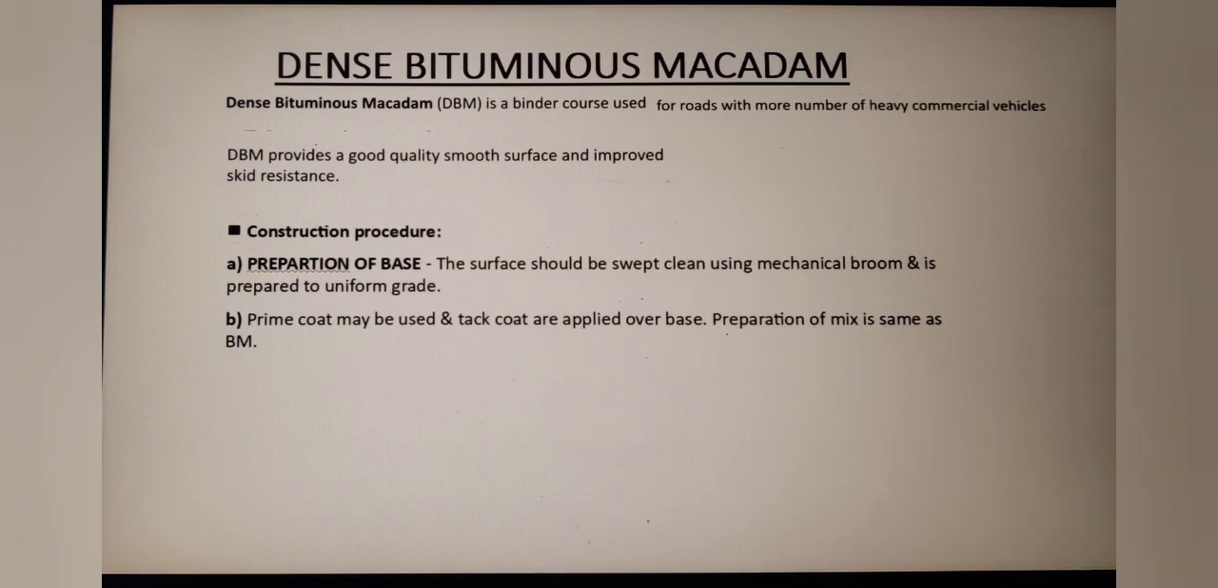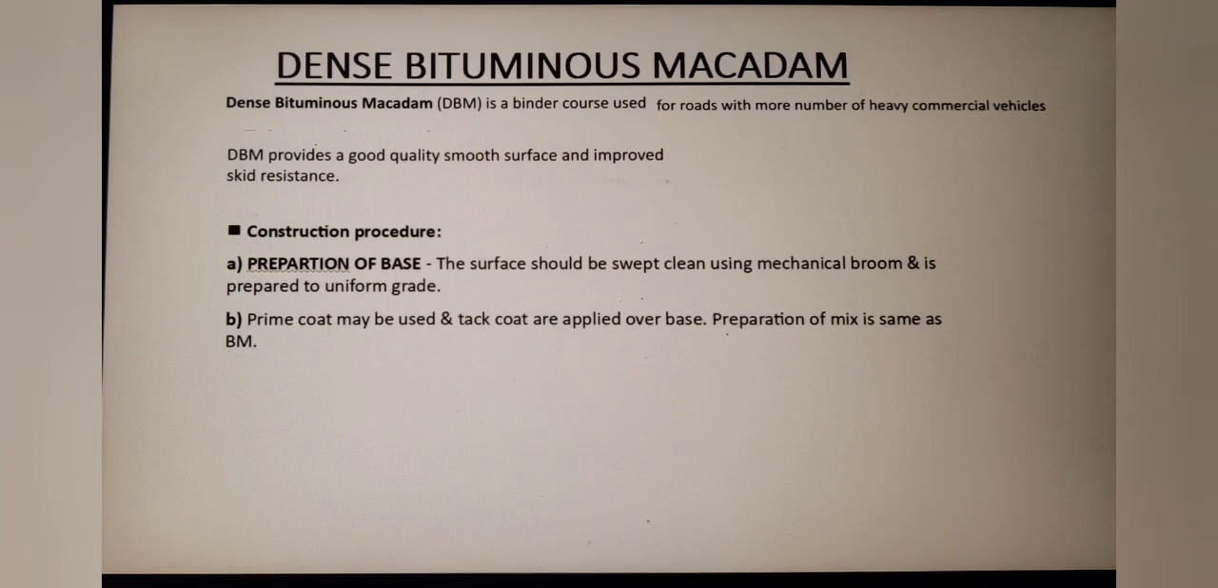So dense bituminous macadam, that is the next method. The procedure adopted is the same as that of the bituminous macadam. Dense bituminous macadam is a binder course which is mainly provided if the traffic is heavy, that is, heavy commercial vehicles are more on the road. In that case we have to use the dense bituminous macadam. It provides a good quality smooth surface and it will improve the skid resistance. The construction procedure is the same as that of the previous case.